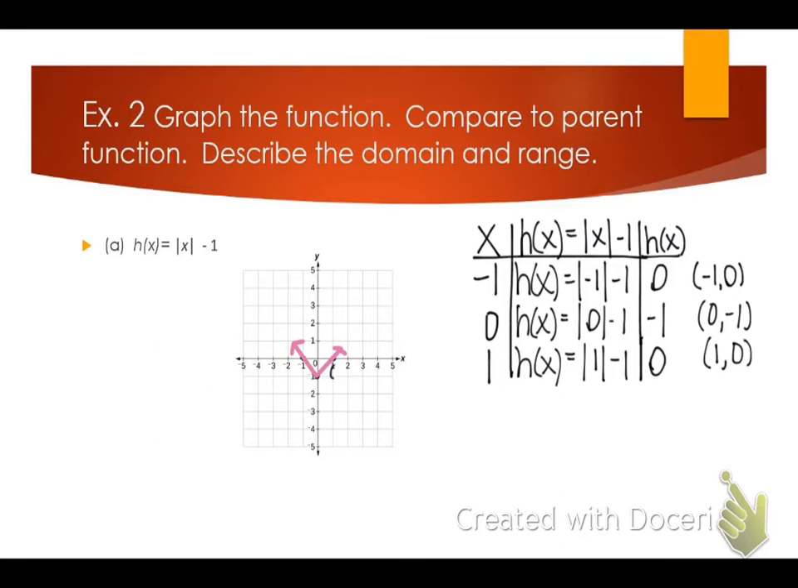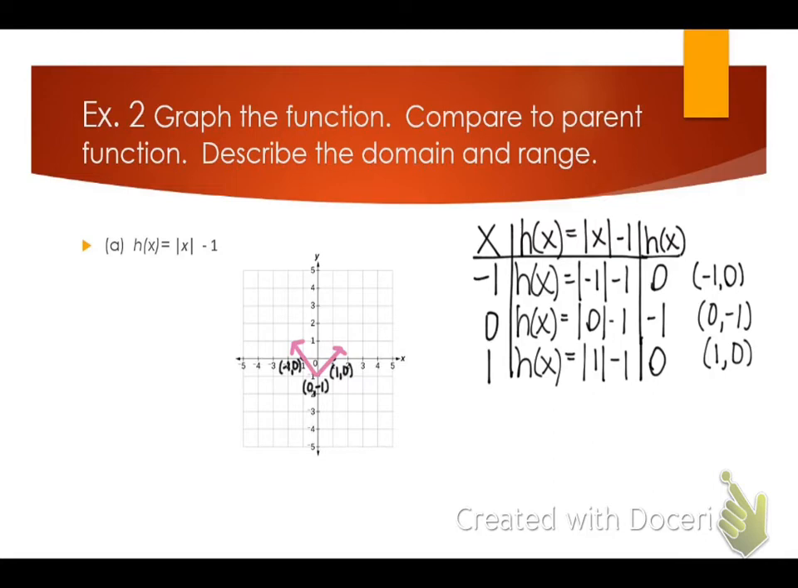And I would not forget to label. I've got (1, 0), (-1, 0), and (-1, 0). I wrote this wrong. It would actually be (0, -1). All right, good catch. So (0, -1). Now, I've done the first thing they've asked me to. I have graphed the function.